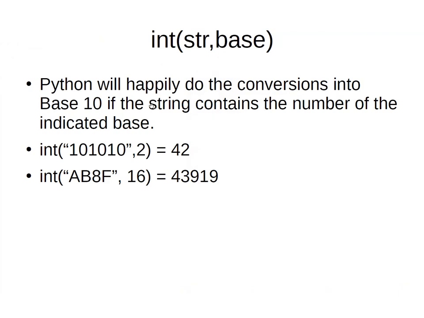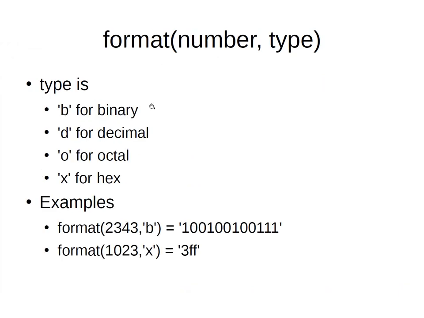There we are. Okay. If you want to convert into binary or into hex from base 10, that's not a problem. You can convert into binary, into decimal, into octal, or into hex. Python doesn't make other permutations easy, but for the common ones that we use all the time, it's really easy.